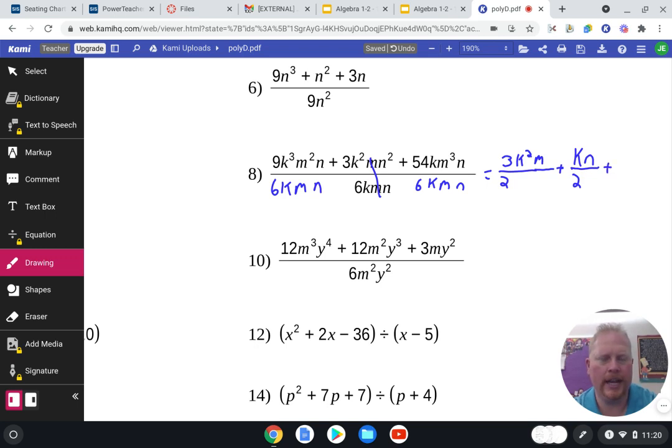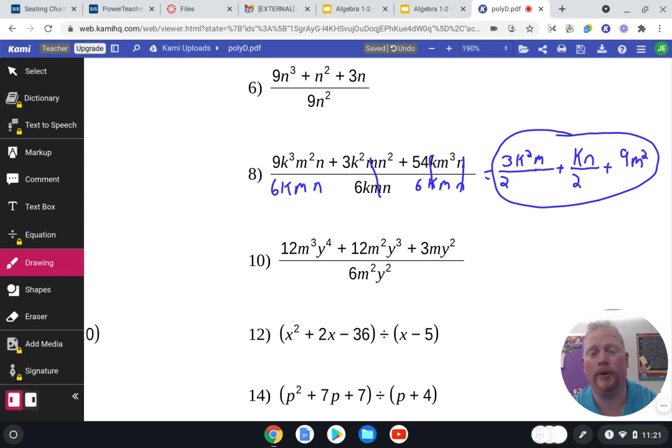Bring over the plus sign. 54 divided by 6, that works out perfectly. That's 9. So I want to put that 9 in the numerator. The k's cancel out. I've got 2 more m's on top. And the n's cancel out. So that last one's not even a fraction. It's just 9m squared. But all 3 of those things together make up my final answer. Okay? So again, if you can do that problem, you can do any problem.